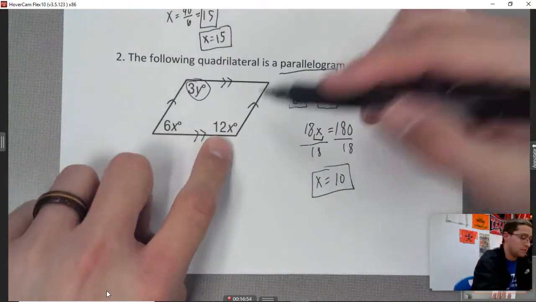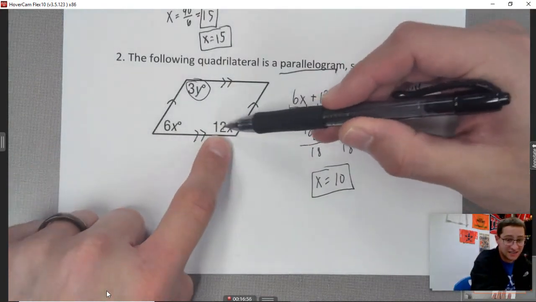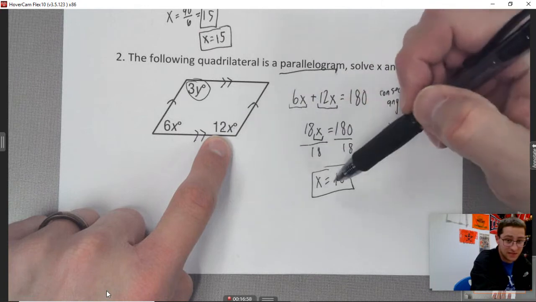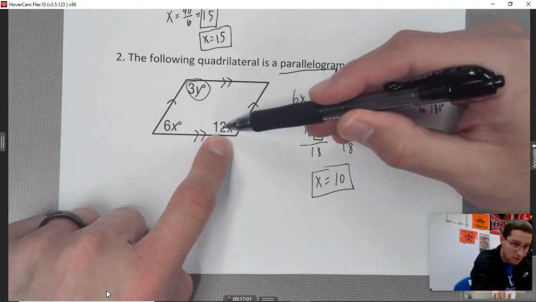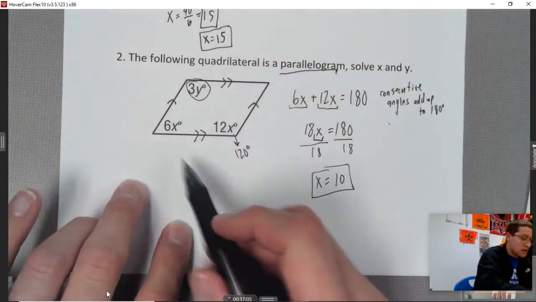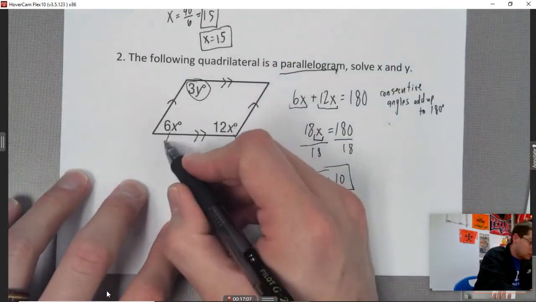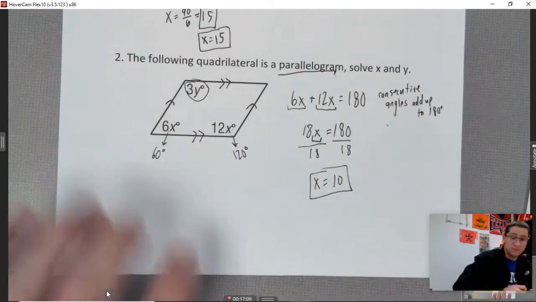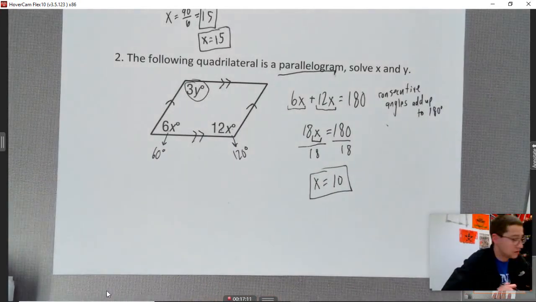And let's label them, right? So we know that this is 12x, therefore it's 12 times 10, because we now know that x is 10. So this angle is actually 120 degrees, okay? This one right here is now 60 degrees, okay? So you've got some options with y.